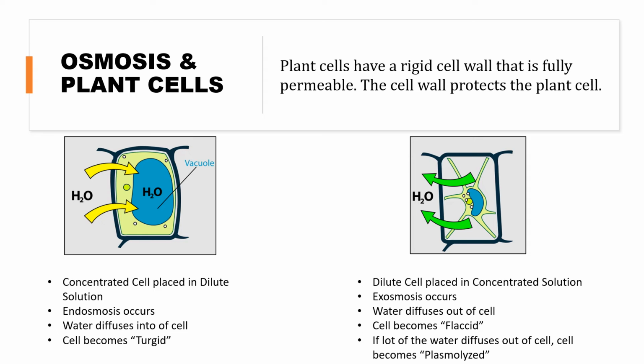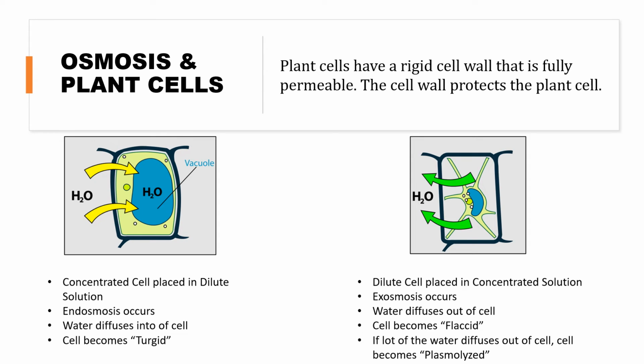Apart from a cell membrane, plant cells have a rigid cell wall that is fully permeable. The cell wall protects the plant cell. During endosmosis, water diffuses into the cell. The plant cell swells the same way as animal cells do. But the cell wall protects the cell and prevents it from bursting. This kind of cell is said to be turgid, that is, swollen and hard.